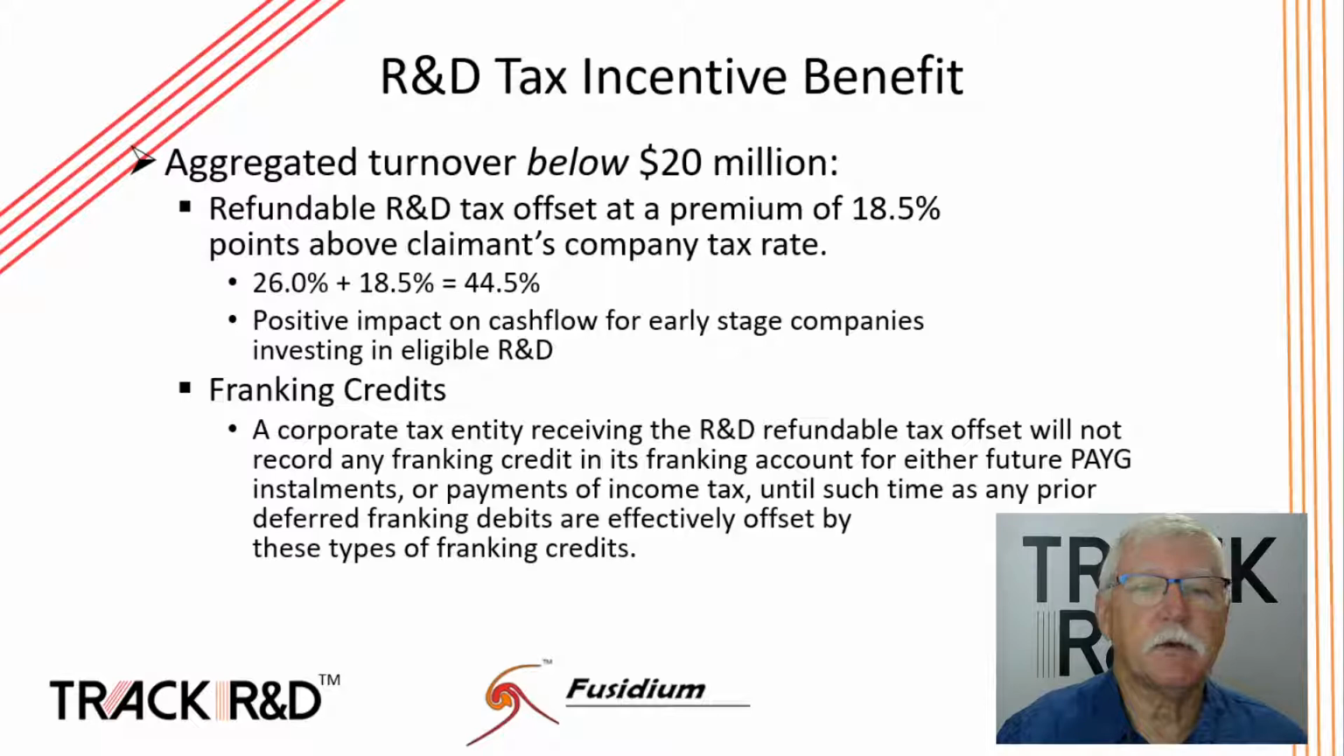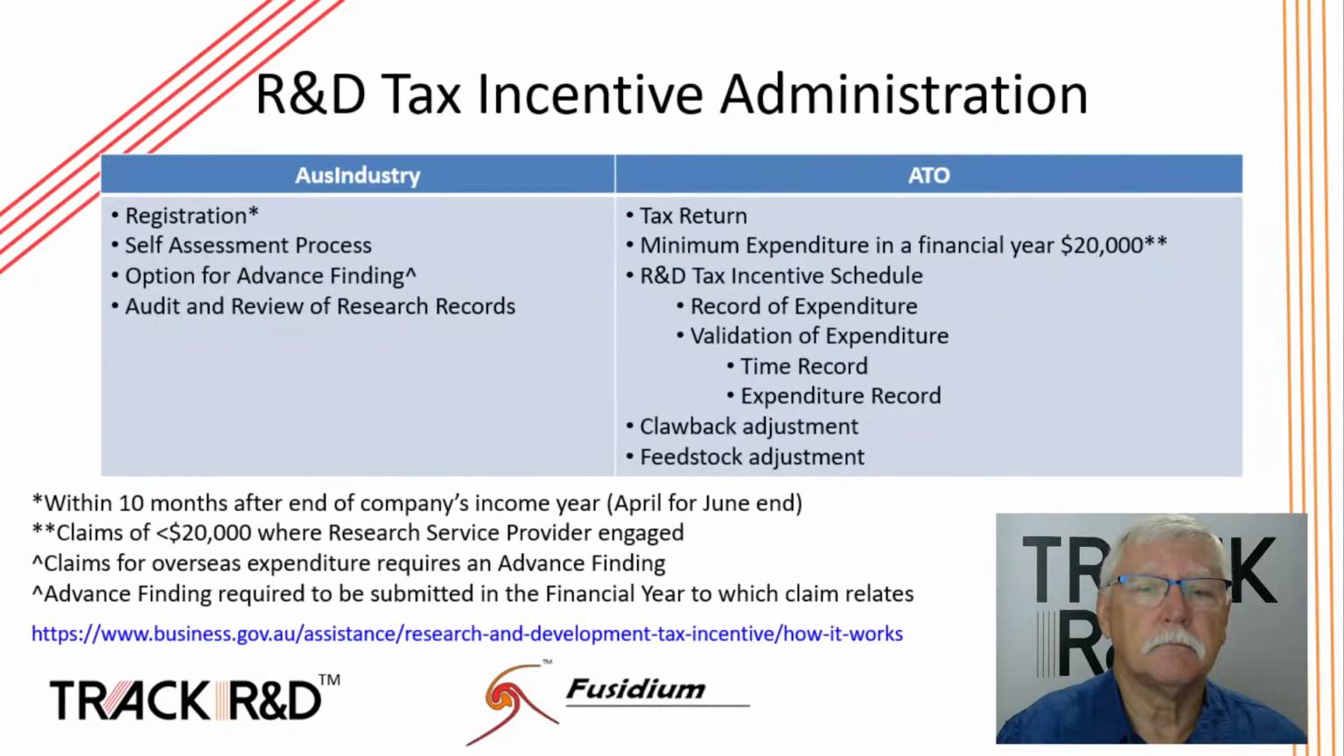So let's turn now to the administrative side of the R&D tax incentive. Two government departments are involved in the administration of the R&D tax incentive. Industry is responsible for the registration of R&D activities, as well as the assessment of advance findings and audit and review of research records. Industry emphasises that this is a self-assessment process.